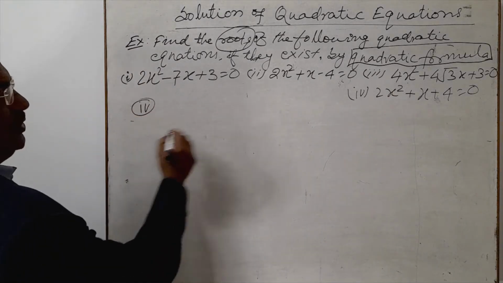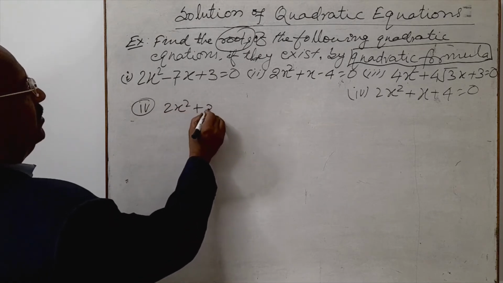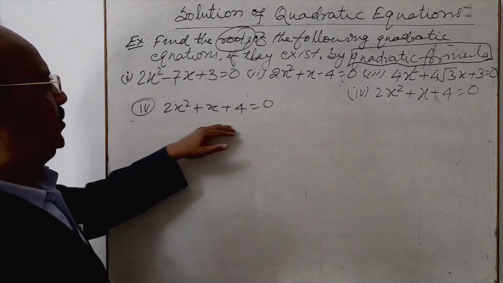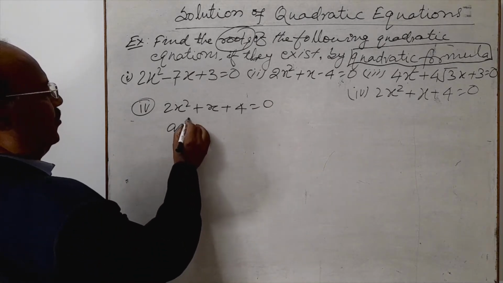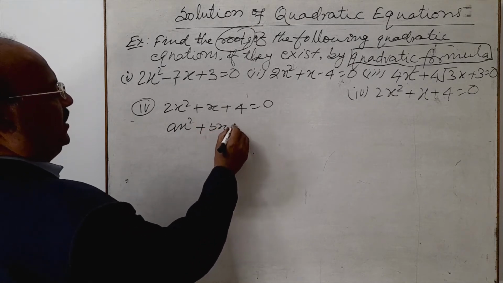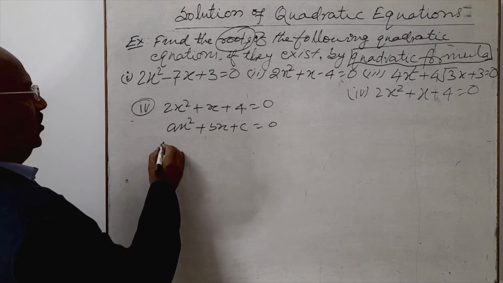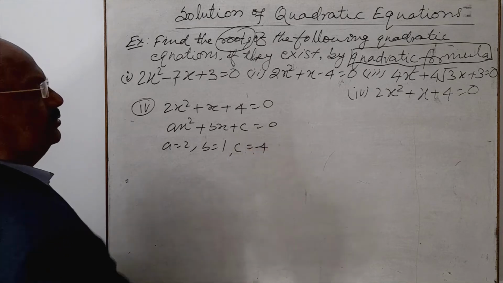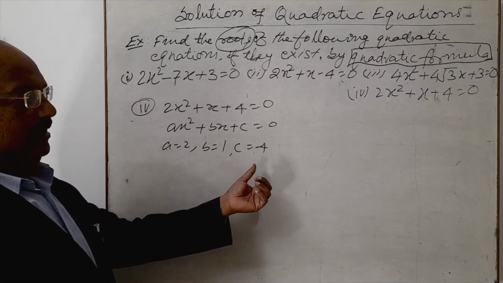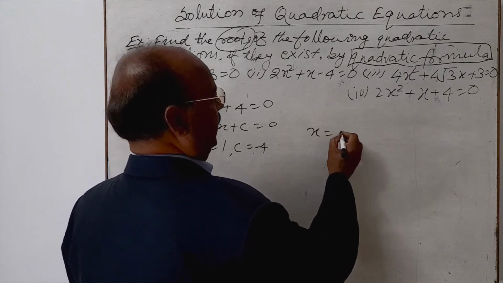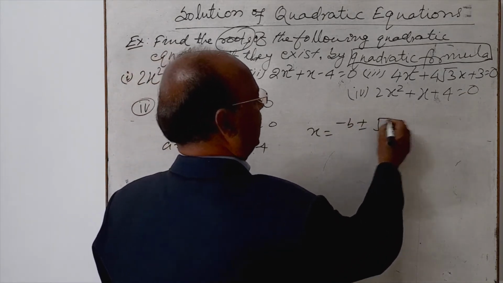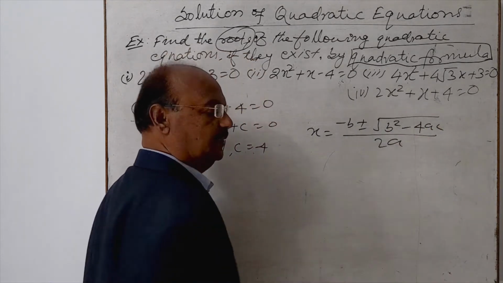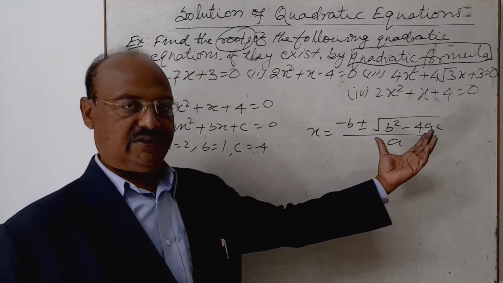Now let us see this fourth question. Question is 2x square plus x plus 4 is equal to 0. First of all, we'll compare this equation with the standard form of quadratic equation, ax square plus bx plus c is equal to 0. So a is equal to 2 here, b is equal to 1 and c is equal to 4. Now we can put these values of a, b, c in this quadratic formula. x is equal to minus b plus minus root over b square minus 4ac divided by 2a. Now I hope you have memorized this formula now.